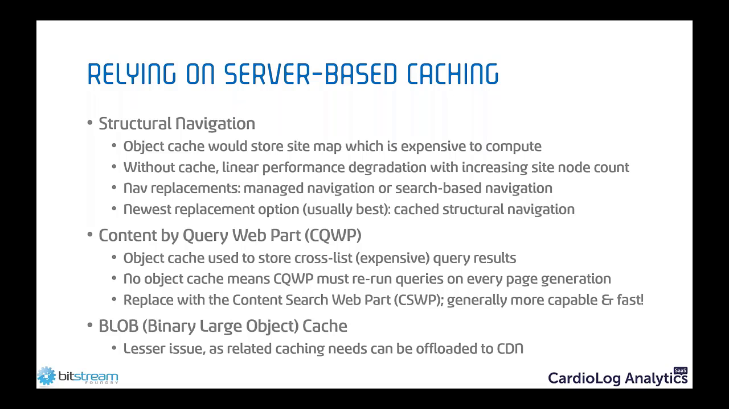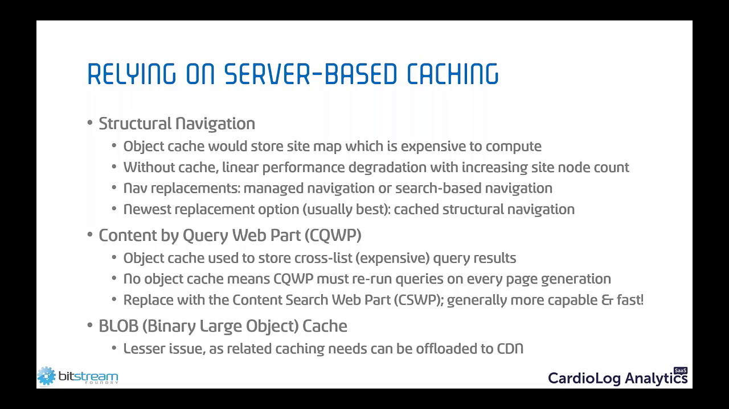Something like structural navigation. In the case of SharePoint on-prem, the object cache, which is one of SharePoint's basic caching mechanisms, stores a sitemap. That sitemap is expensive to compute. And with each node in your site hierarchy that you add, building that sitemap necessitates 8 SQL round-trip calls by SharePoint. So as you increase your site expanse and depth, you increase your performance degradation linearly.